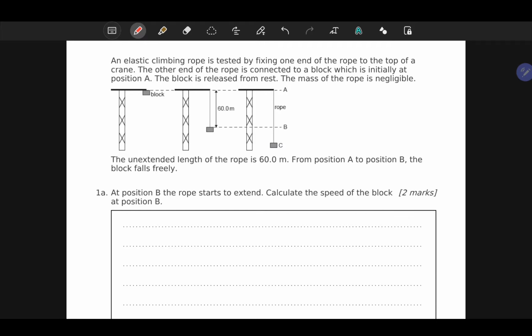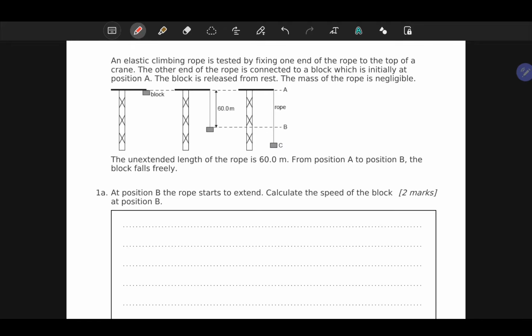Okay, so first things first, obviously we got to read the question, so let's go ahead and do that. An elastic climbing rope is tested by fixing one end of the rope to the top of the crane. The other end of the rope is connected to a block which is initially at position A. The block is released from rest. The mass of the rope is negligible. The unextended length of the rope is 60 meters. From position A to position B, the block falls freely.